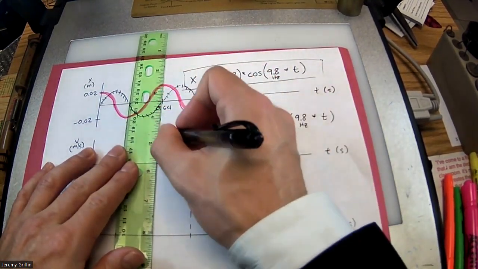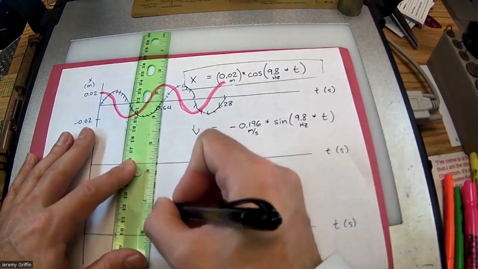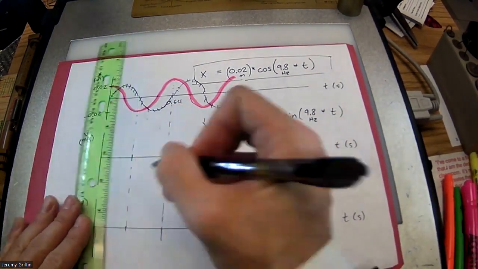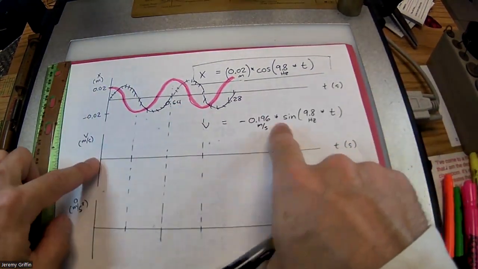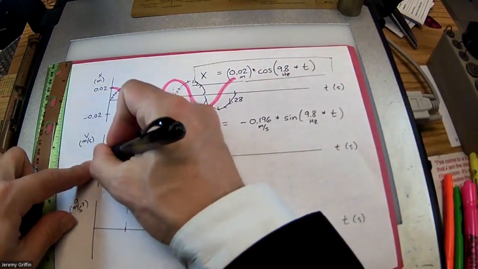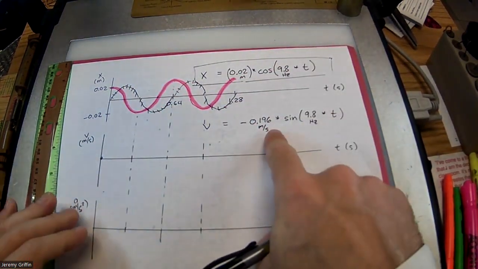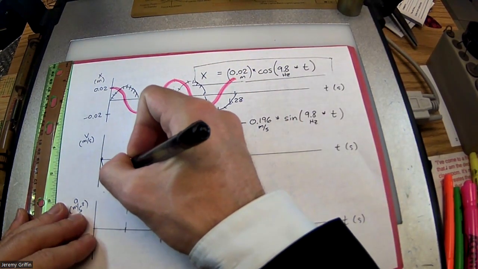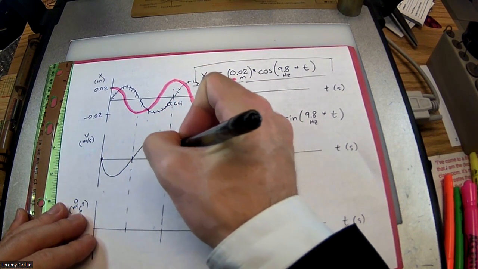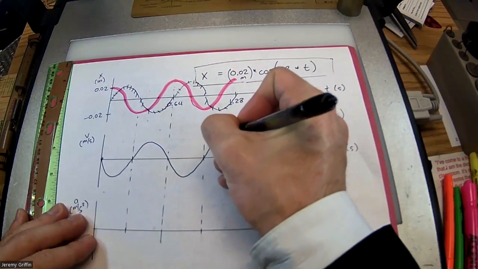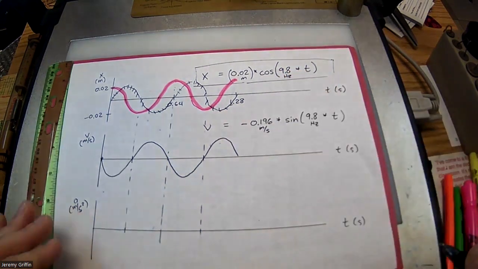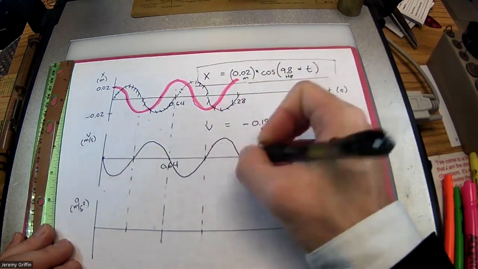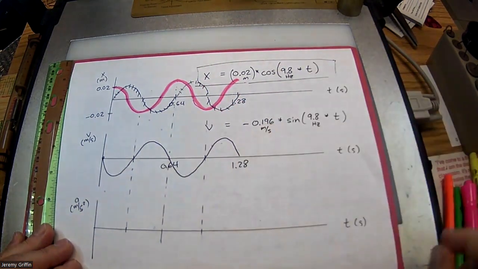Let's see. All right. So a negative sine graph. That starts at the origin, like I was doing before. That's going to go upside down. And then it'll look like this. There. So it's the same timestamps. 0.64 seconds here, 1.28 seconds here.